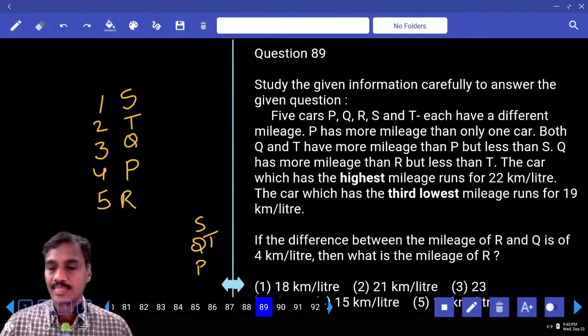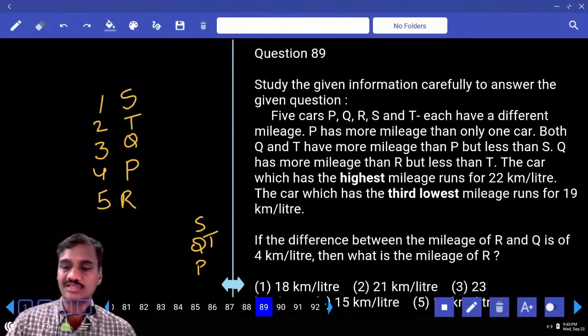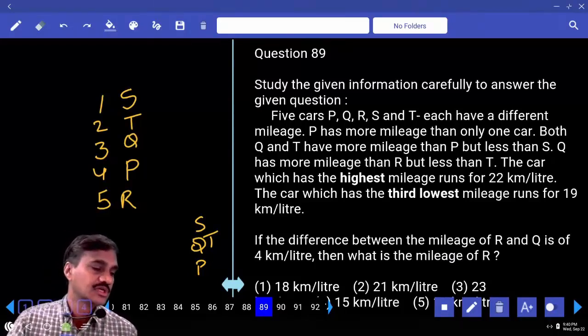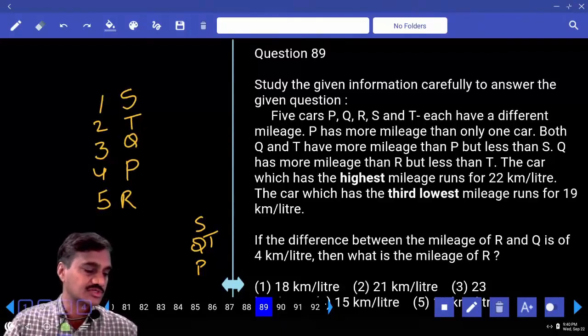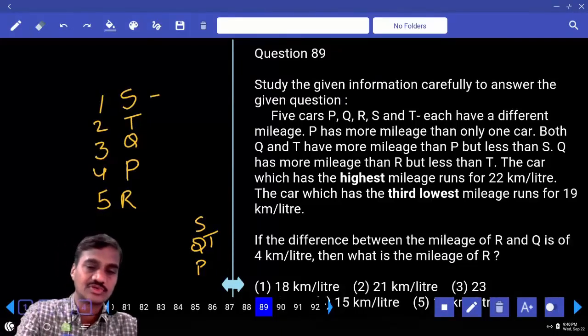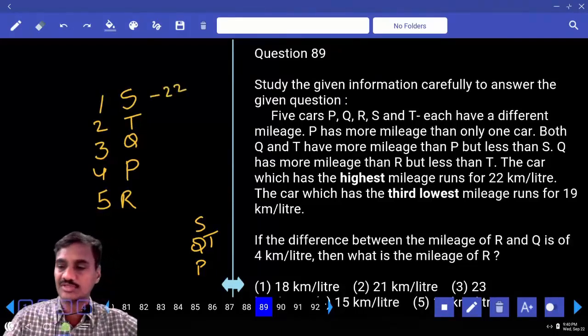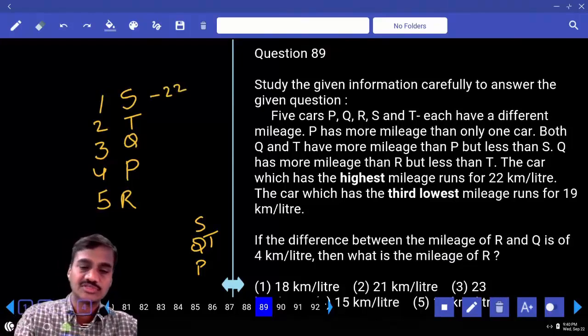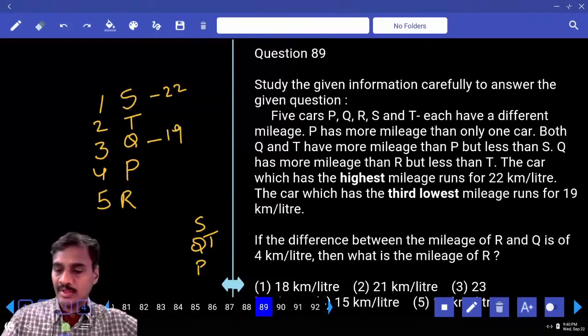Then tell me, the car which has the highest mileage runs for how many kilometers? Now 22 kilometers per liter. The mileage is 22 kilometers. And the car which is the third lowest is 19. Now Q is 19.